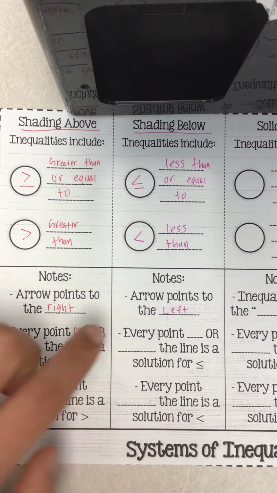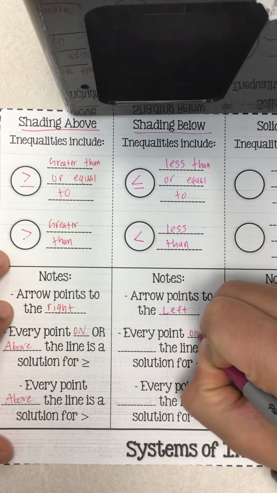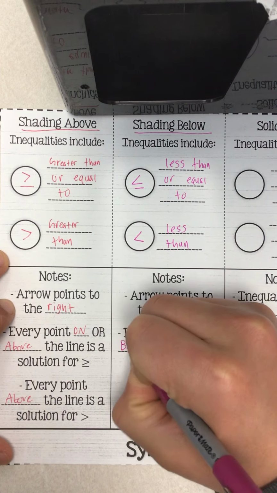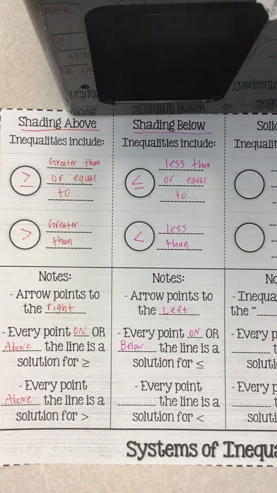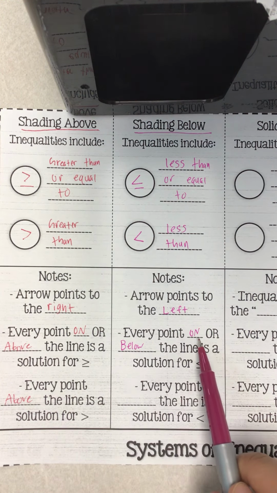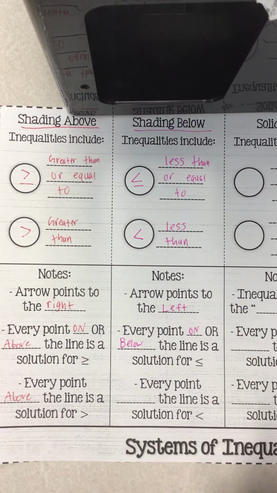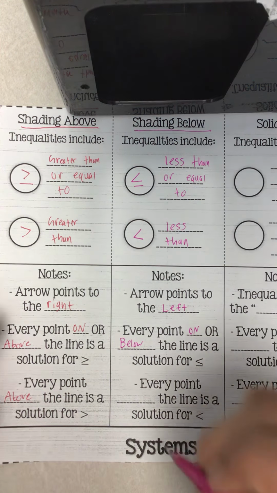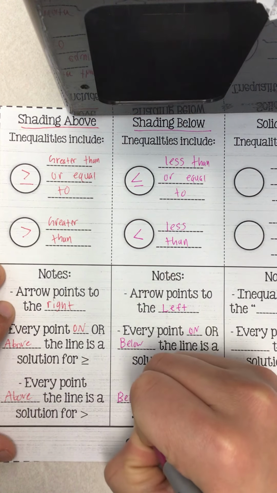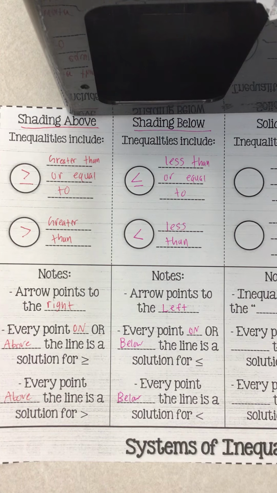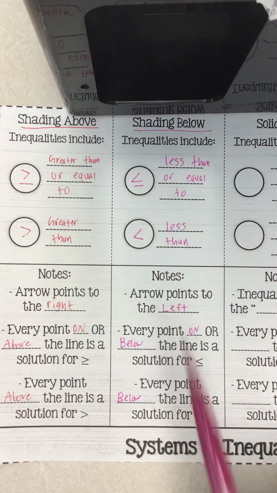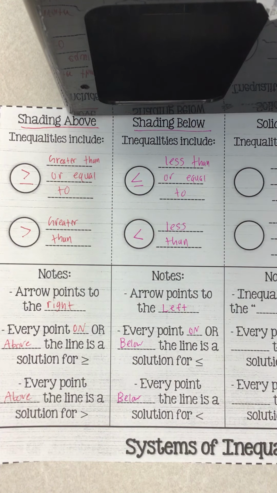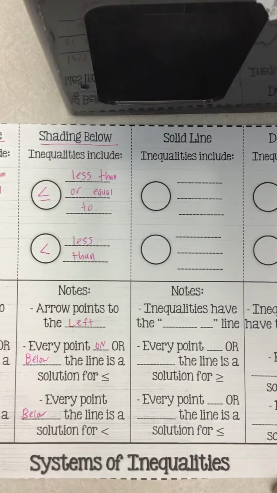And the next one, every point on or below the line is a solution for less than or equal to. Again, since it's an equal to, if a point is on the line, it can be a solution. And lastly, every point just below the line is a solution for less than. So that's shading above, shading below. We'll see graphs, so we'll know what that means in a little bit. Just try to keep this in mind for now.